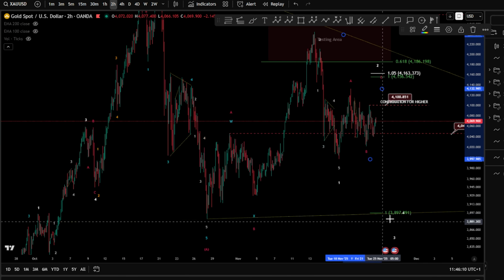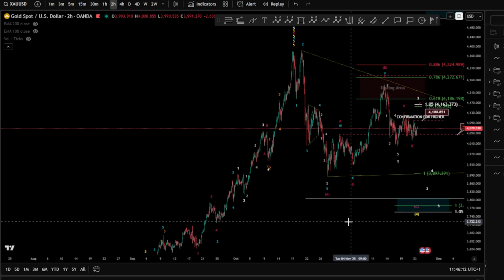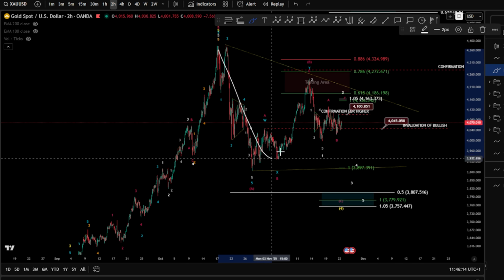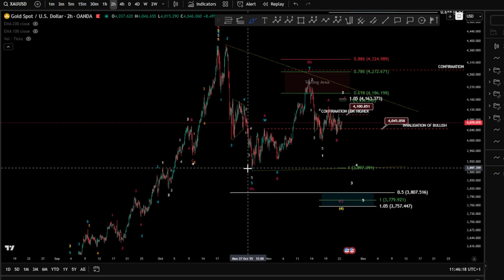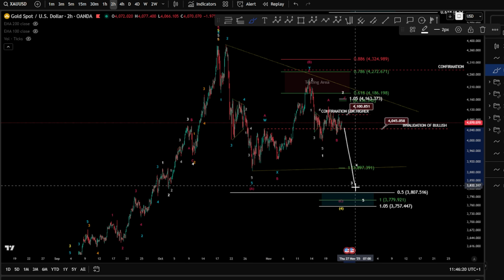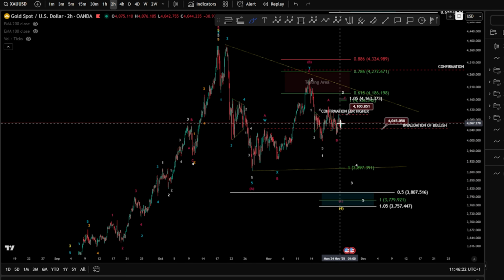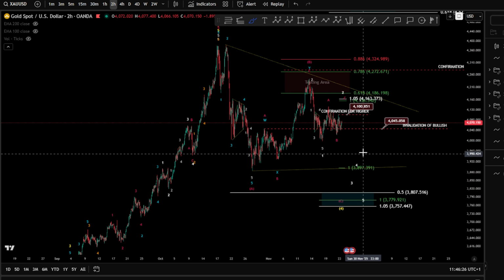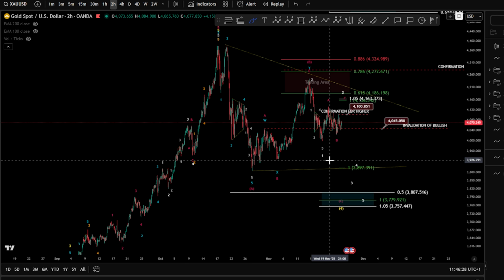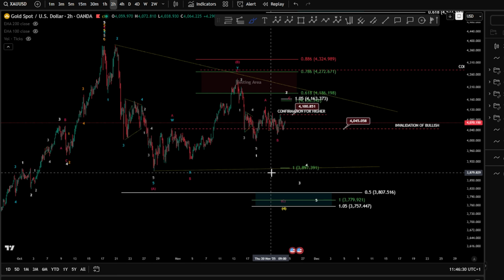at 3,900, which in case that we are in a triangle, only A, B, C, D, and E, it can be, of course, a possibility. If this low is taken and broken, of course, for a 121 Fib level, that means we might finish up here a wave 4 and then start the move towards the upside. Yep, so that was it for the gold. Let's move to the silver.